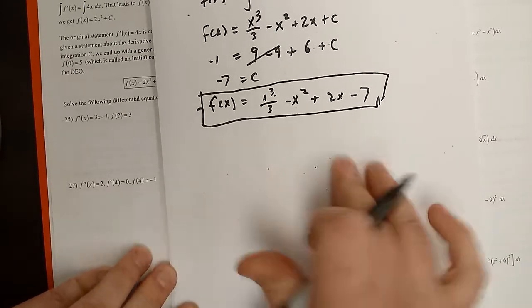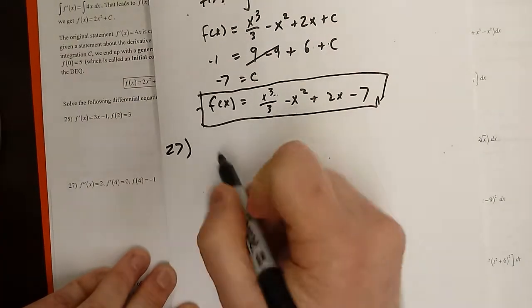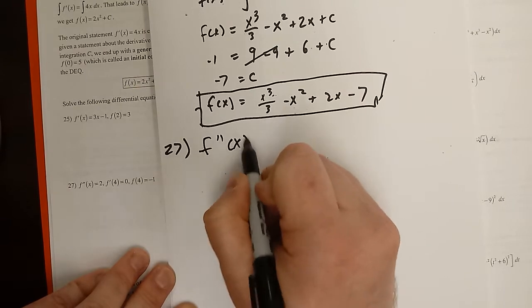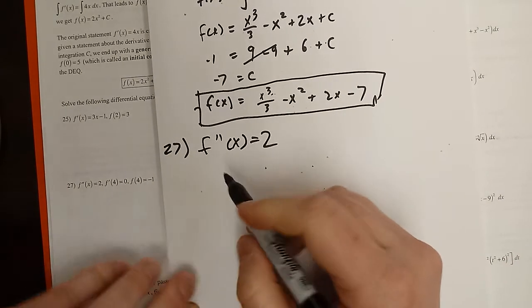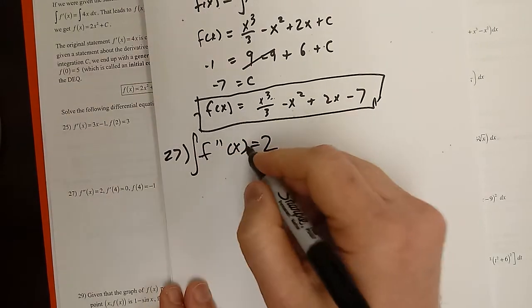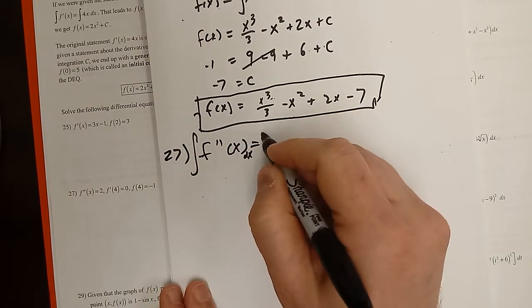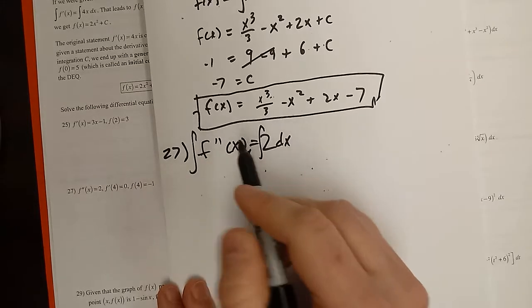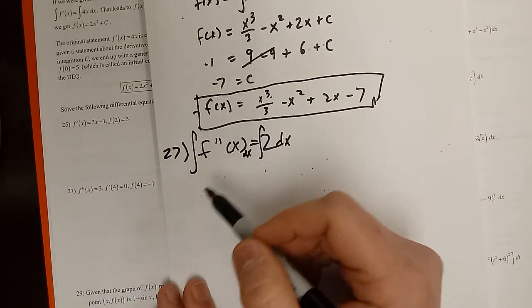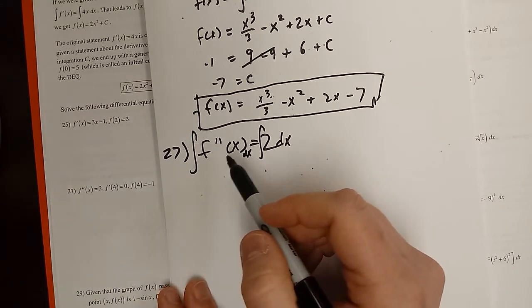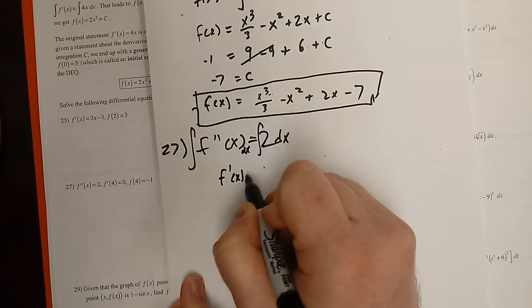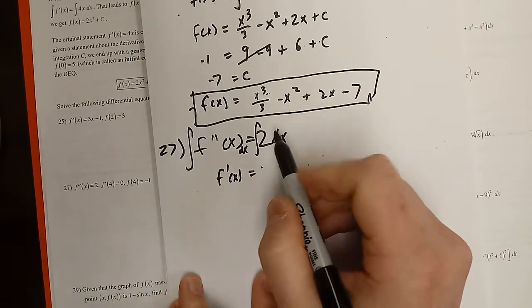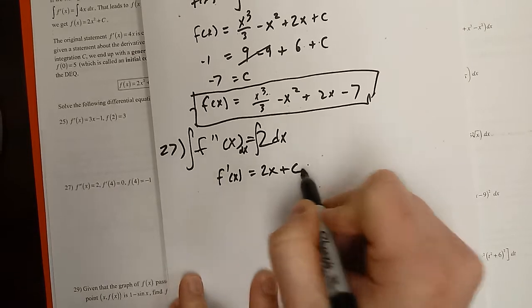Cool, next one's really good. Number 27 says f double prime is equal to 2. So if I want to integrate this, what's the integral of f double prime? What did we take the derivative of to get f double prime? We took the derivative of f prime, so it's actually going to be f prime of x is equal to, and then the integral of this is going to be 2x plus c.